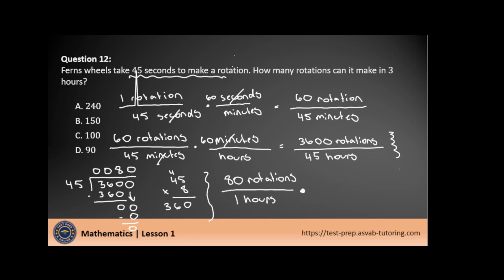We want to know how many rotations we're making in 3 hours. We're going to multiply this rate of 80 rotations per hour by 3. Hours cancel out, and 80 times 3, we'll just do 8 times 3, which is 24, and add a 0, 240.